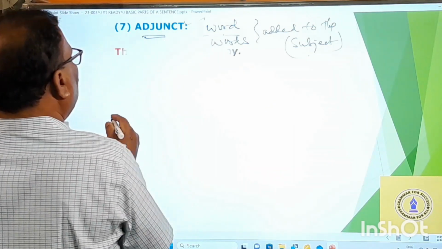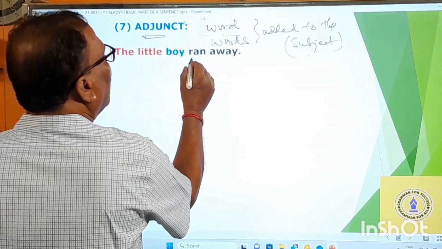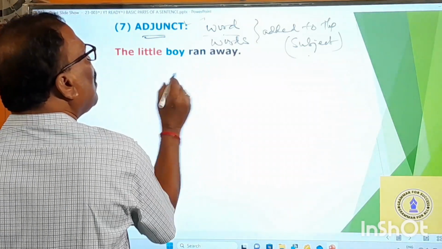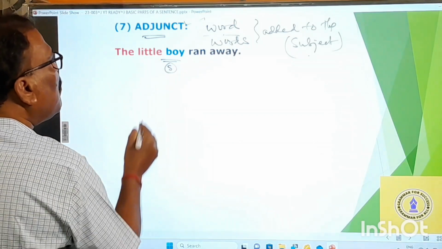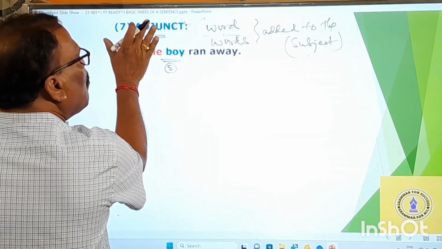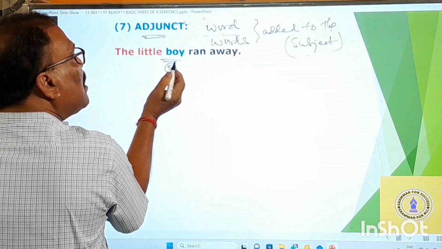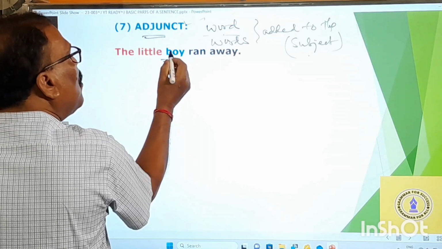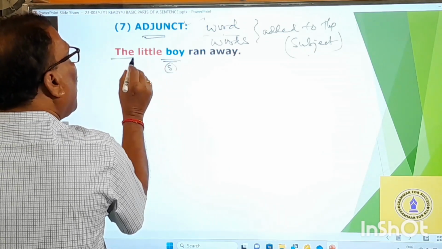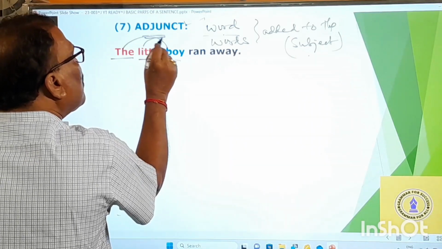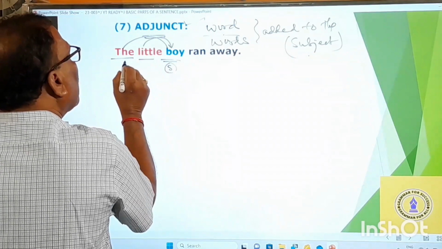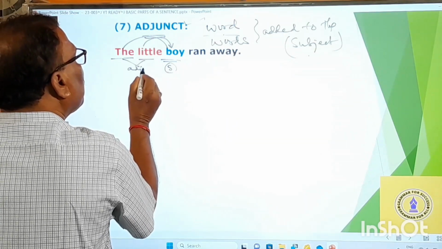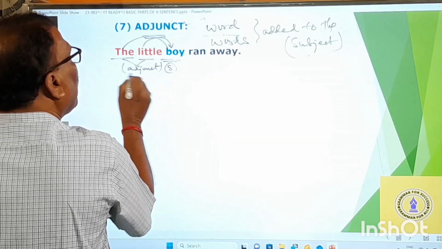Here you pay attention. One example I'll give you. The little boy ran away. So who are we talking about in this sentence? Boy. This is the subject part. And what are we saying? You are not saying boy ran away. No, you are using some other words to describe this subject. What is that? The little. So these two words are describing this boy, and therefore these two words are called adjunct.